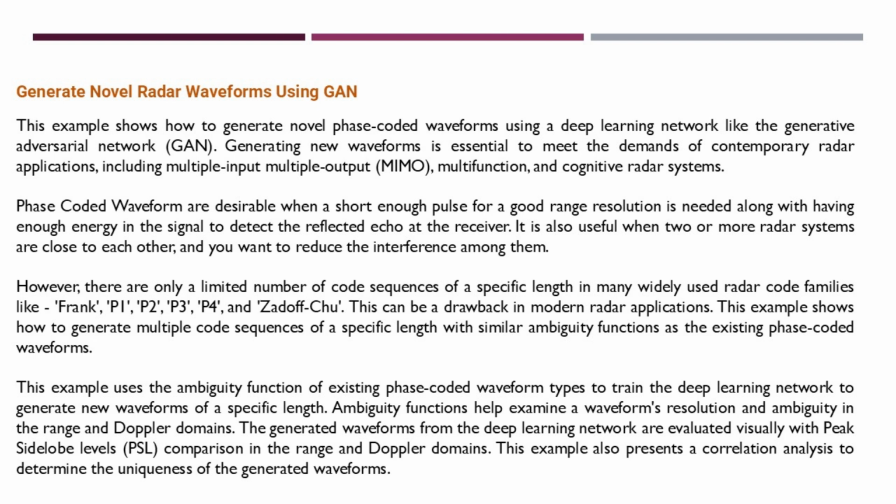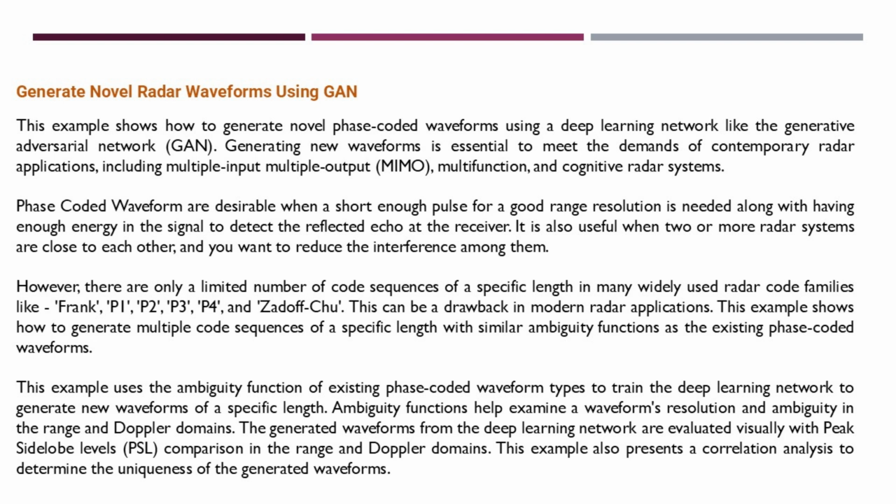Phase-coded waveforms are particularly useful in situations where multiple radar systems are operating close to each other, helping reduce interference between them. However, the challenge arises because there are only a limited number of these code sequences in many radar code families like Frank, P1, P2, P3, P4, and Zadoff-Chu. This limitation can be problematic as modern radar applications need a broader variety of waveforms.